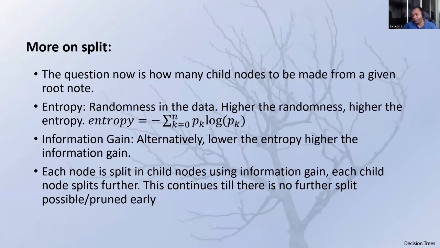What we would basically be doing is trying to understand how many splits we have to make. As I said, splits are basically child nodes or leaf nodes. This split is based on something called entropy. Now I use two keywords: one is entropy and another one is information gain. First I'll discuss entropy.